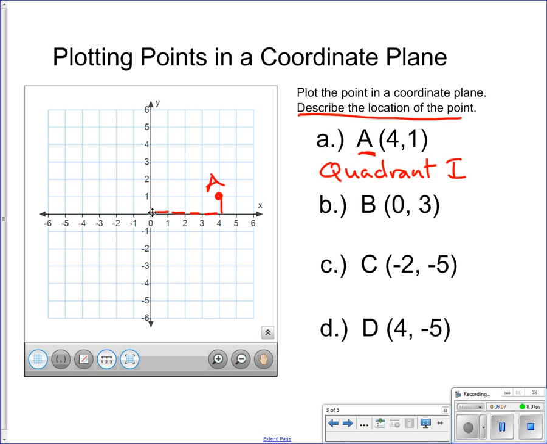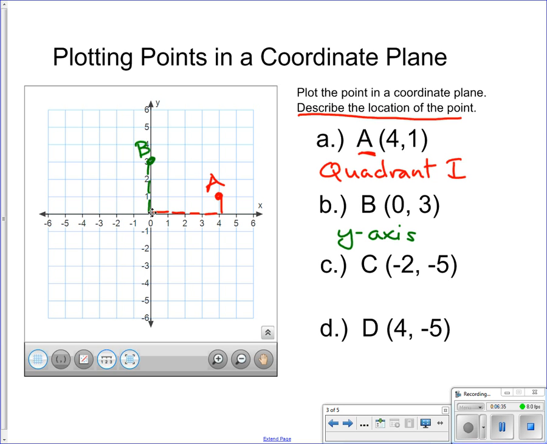So for example B here, (0, 3). 0 means I do not move right or left at all, and I just go up 3. (0, 3) would be right there. I put the B next to my point so we know which one it is. All right, I've plotted the point. Now let's describe its location. It's not in a quadrant, it's not at the origin, it is on the y-axis. So I would put y-axis.